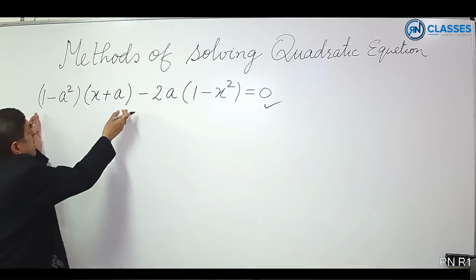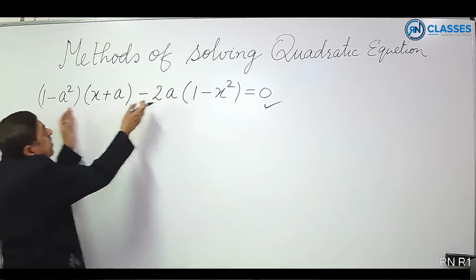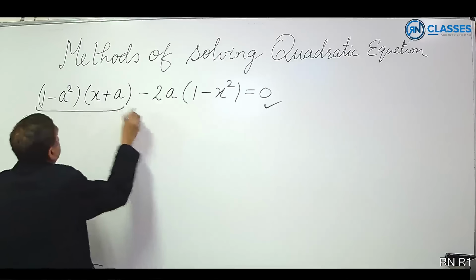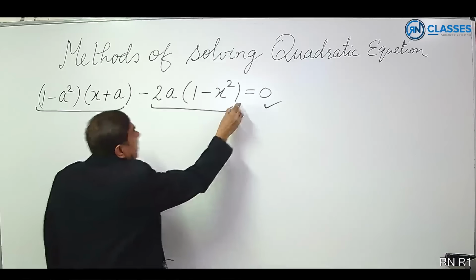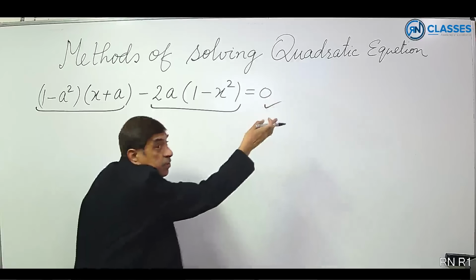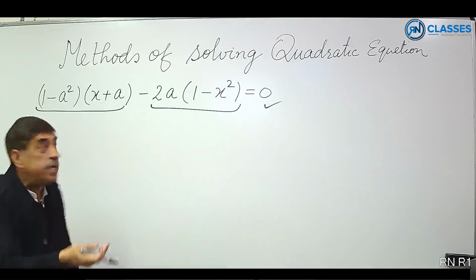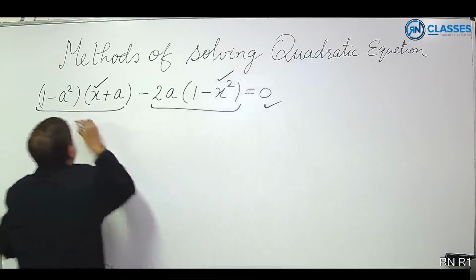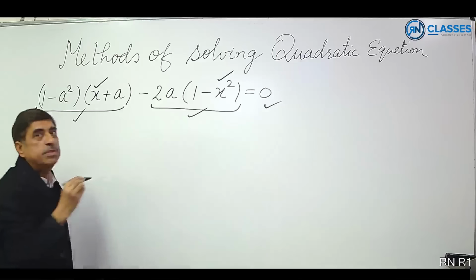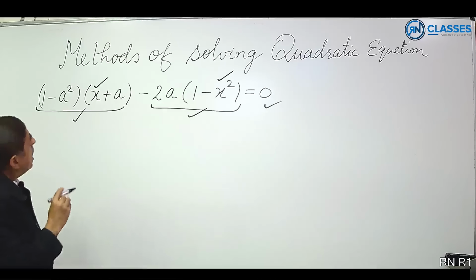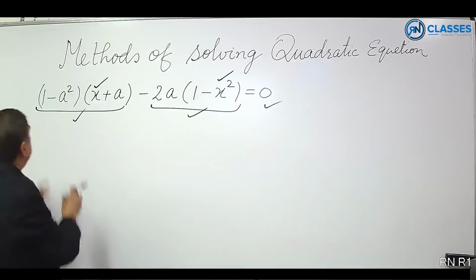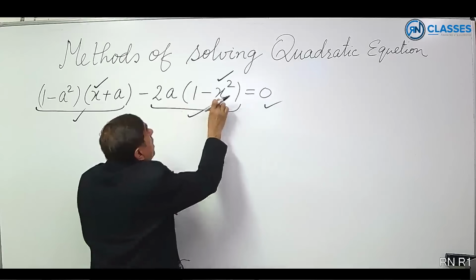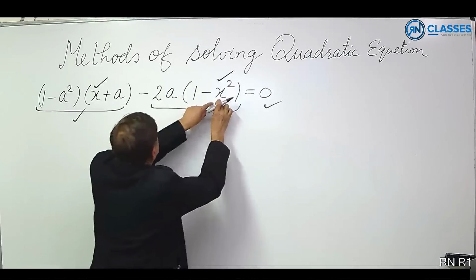And what is there in the left hand side? Difference of 2 quantities. If both quantities become the same, then the left hand side also becomes equal to 0. So the root is that value of x which, when substituted here and here, makes these 2 expressions the same. Can you tell me that value of x? This is 1 minus a square, this is 1 minus x square.